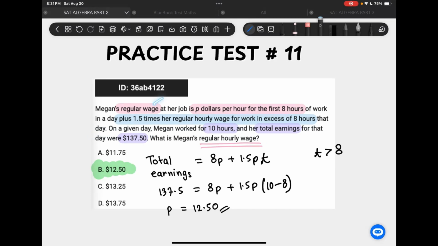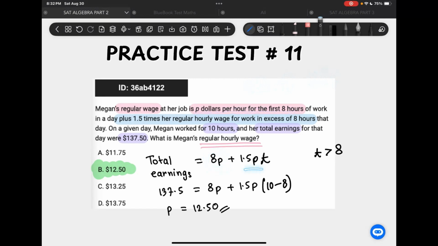So let's assume her hourly wage is P. Okay, so her total earnings for a particular day is going to be 8P plus 1.5P into T. This 8P is coming from this first line, since for every hour she is earning P dollars, right? She worked in total 10 hours. In that case, for the first 8 hours, she's going to earn P dollars, 8P dollars, right? So this 8P is coming from here.